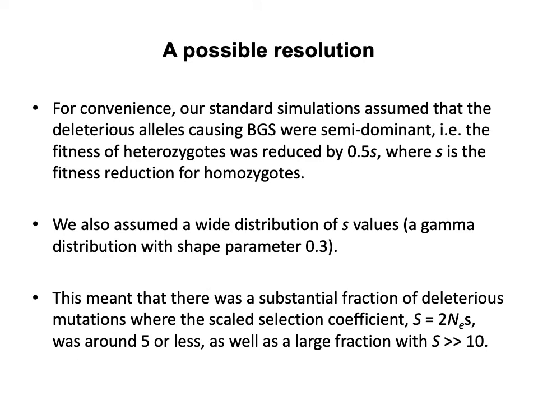Well, we noticed that our standard simulations assumed that deleterious alleles causing background selection were semi-dominant. In other words, the fitness of heterozygotes is reduced by half the selection coefficient against homozygotes. We also assumed a wide distribution of selection coefficients, in fact a gamma distribution with a shape parameter of 0.3. So this means there's a substantial fraction of deleterious mutations where the scaled selection coefficient, 2NeS, is around 5 or less, as well as a large fraction with S much bigger than 10. That's important.